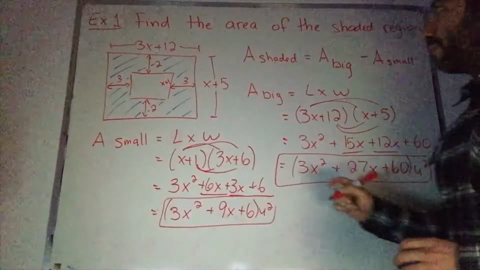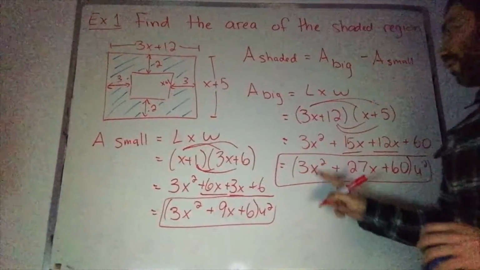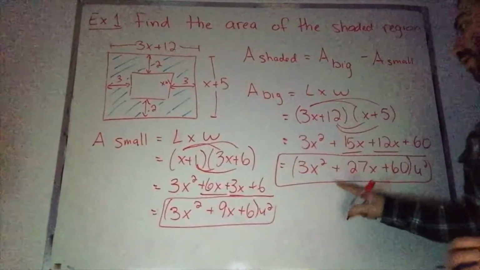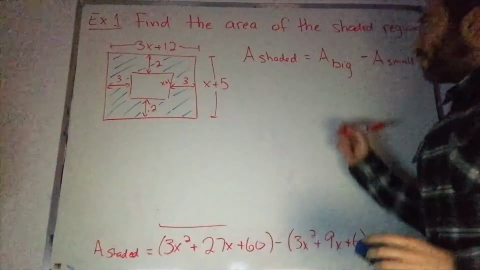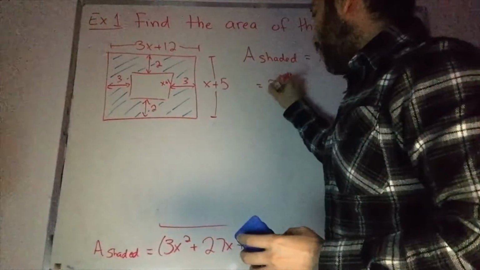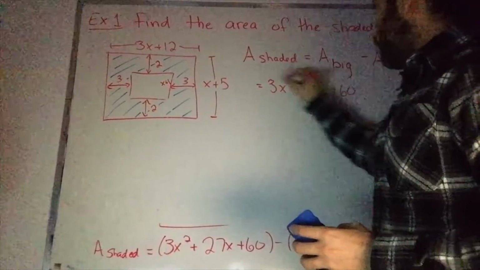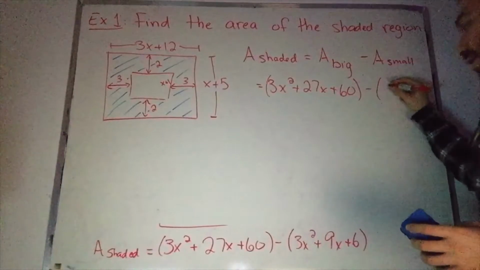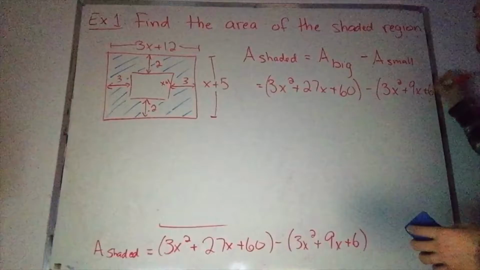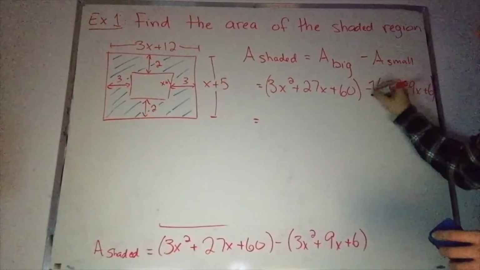Last step, what we have to do is find the area of the shaded. That means we have to subtract the small from the big. So keep track of what your answers are. So the small is this one, the area of the big was this, so we have to minus both answers. So area of the shaded equals area of the big minus area of the small. Area of the big was 3x squared plus 27x plus 60 minus 3x squared plus 9x plus 6. Okay. Since we have a minus, we think of it as a -1 and we distribute.